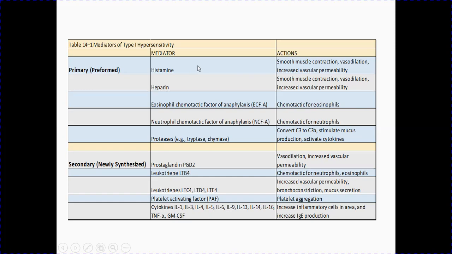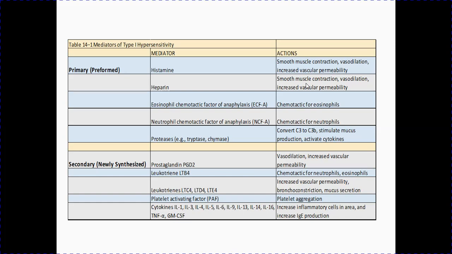We're going to talk about them in a little bit more detail, but histamine really is involved in smooth muscle contraction, vasodilation of the vasculature, specifically out in the capillaries and the tissues, and this results in some increased vascular permeability. Heparin has similar effects as histamine does, but we're going to see in a minute that it actually will also impact the T helper cells in just a few moments.